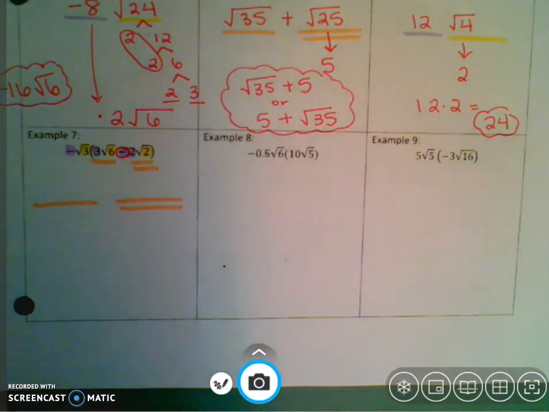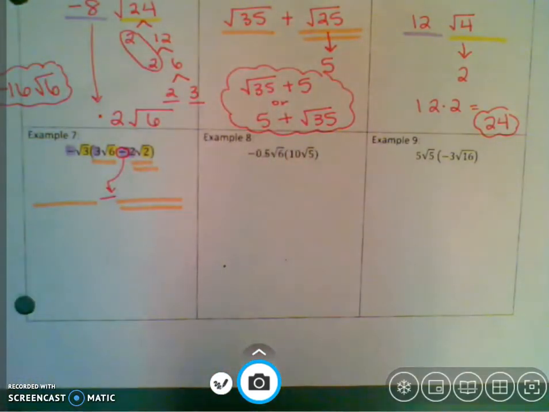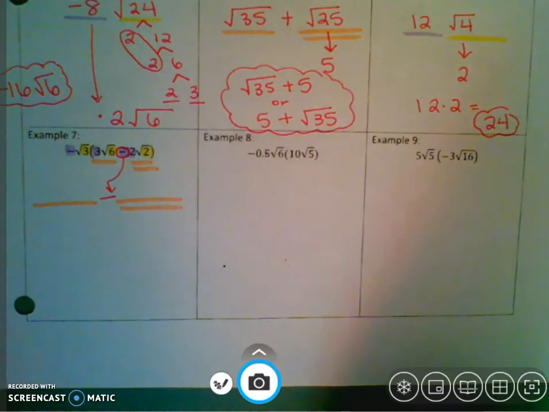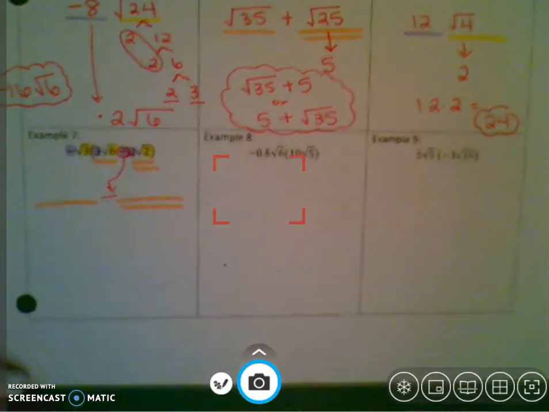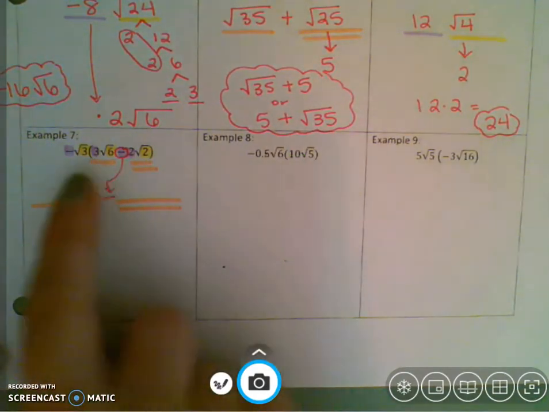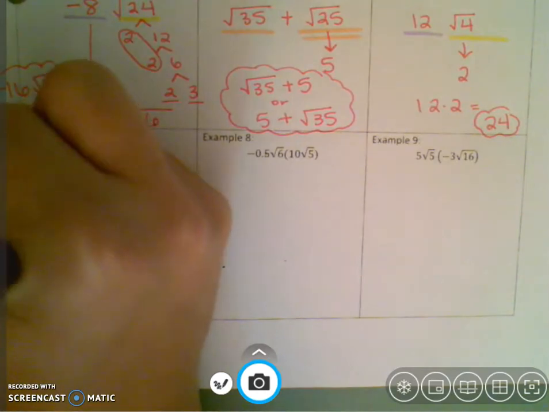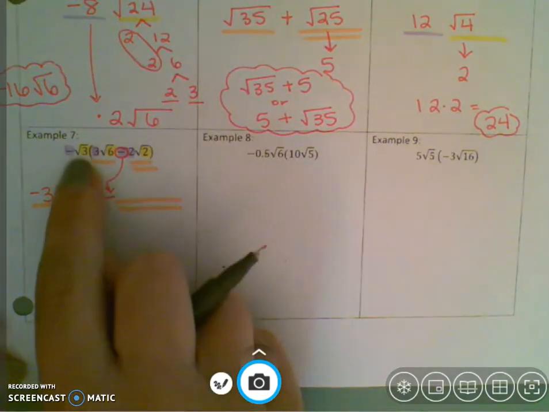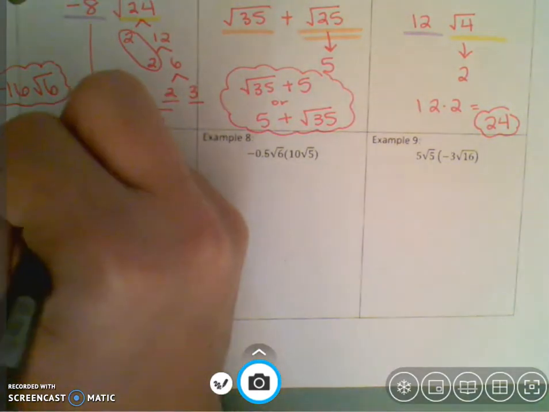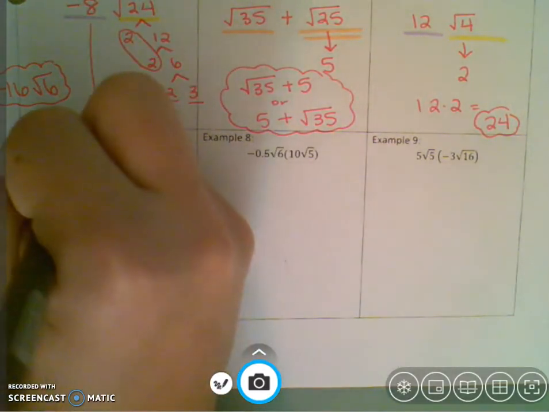Bring this minus sign down. Every time we're not messing with the sign in between. We'll mess with that afterwards. So for this first one, we have outside times outside. So negative times 3 is a negative 3. Inside times inside is the square root of 3 times 6, which is 18.